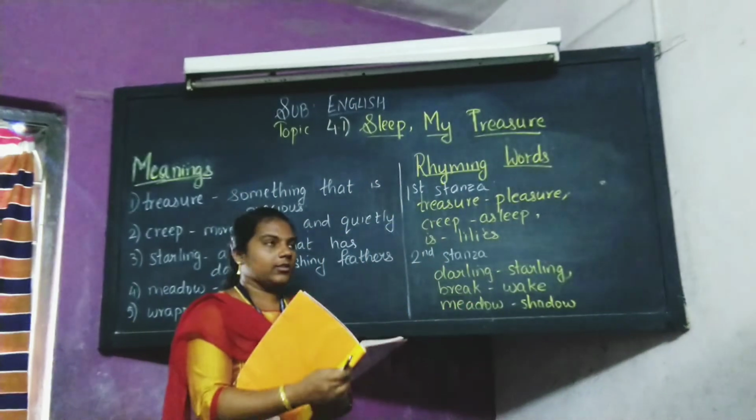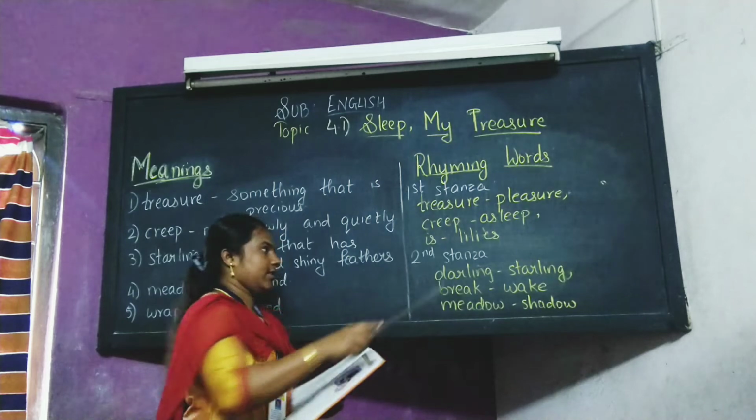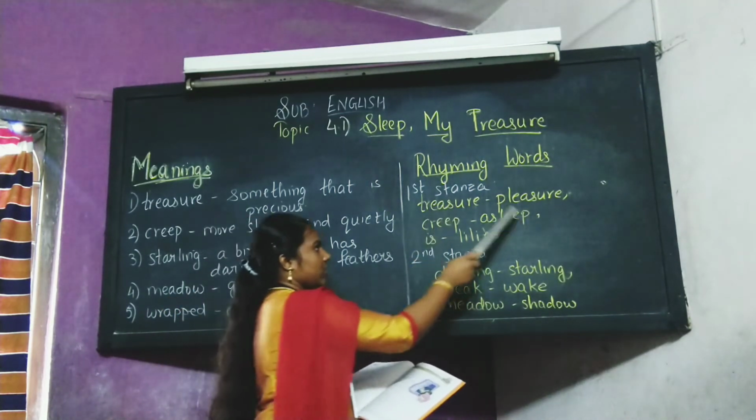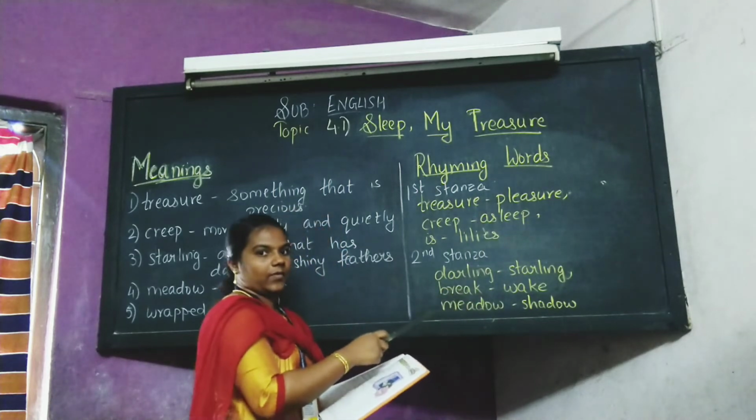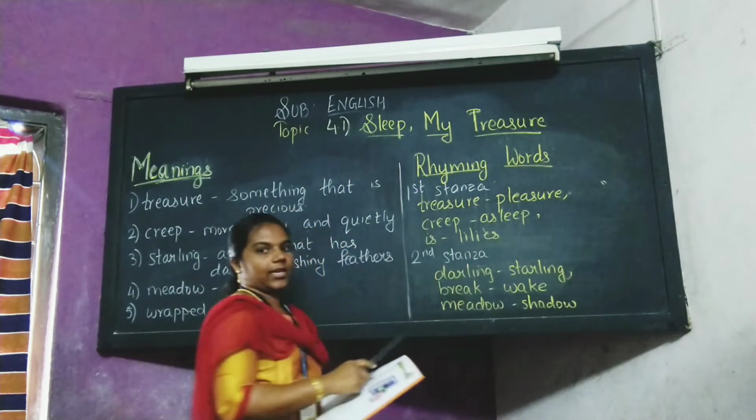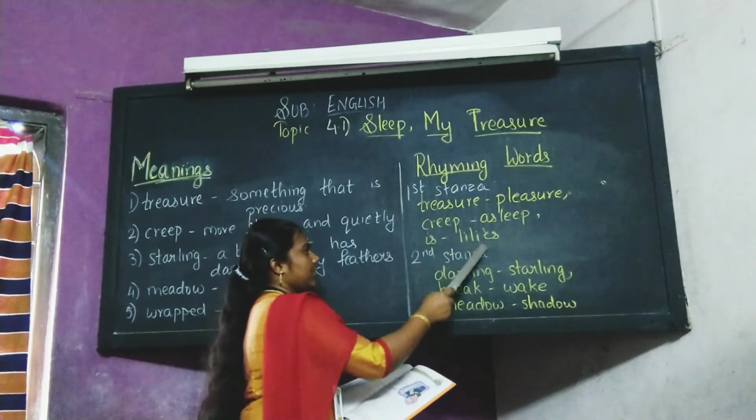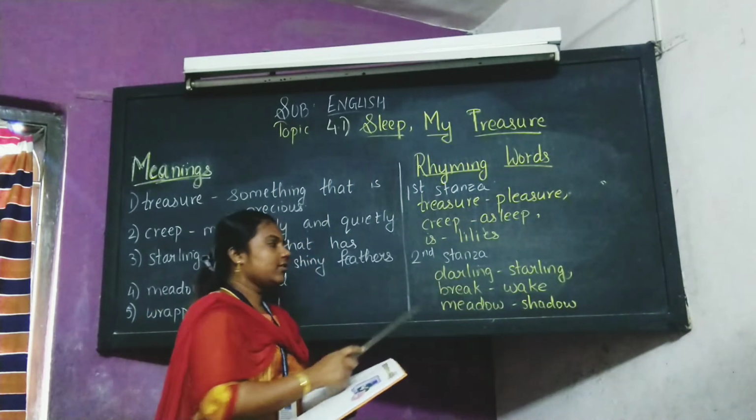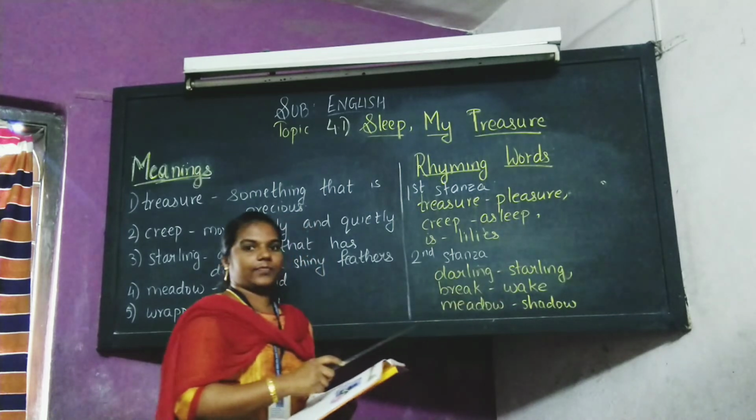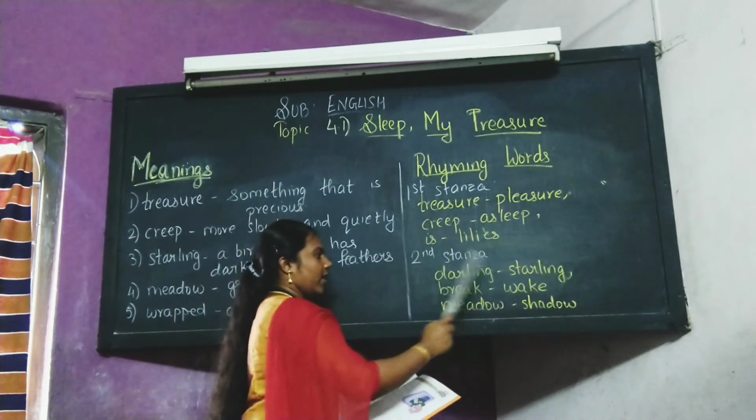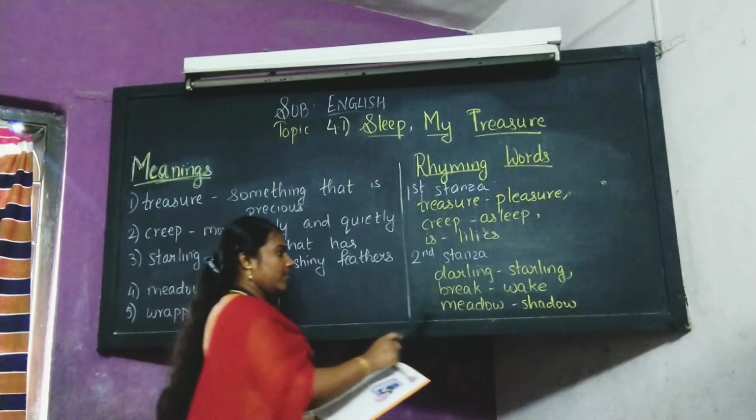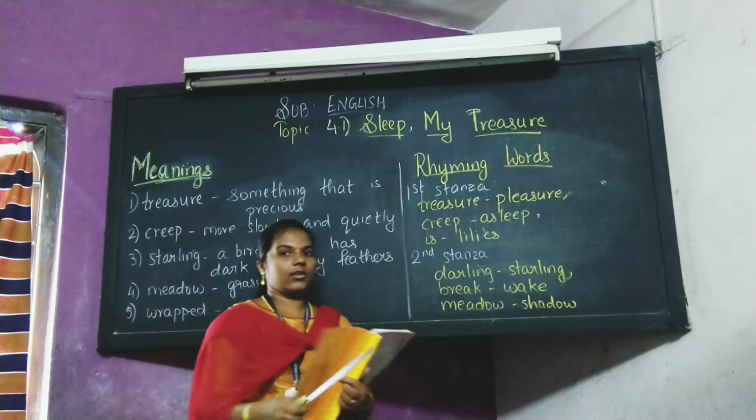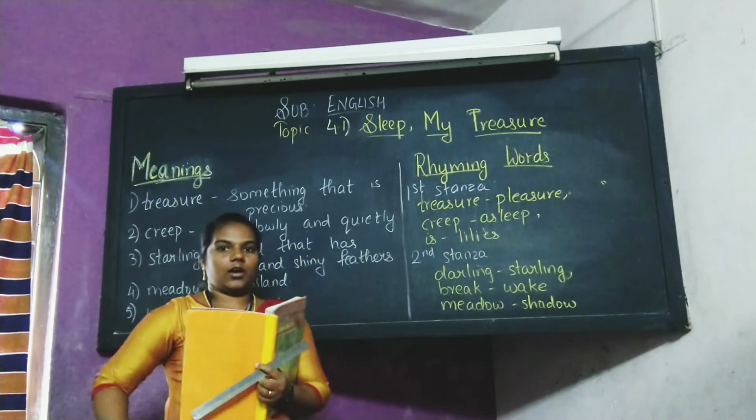So there are three pairs of rhyming words in the first stanza and in the second stanza. In the first stanza we can see treasure, pleasure is the first pair of rhyming words. Creep, asleep is the second pair. Is, lilies is the third pair. Now in the second stanza, darling and starling is the first pair of rhyming words. Break and wake is the second pair. Meadow and shadow is the third pair. So these are the rhyming words in this poem.